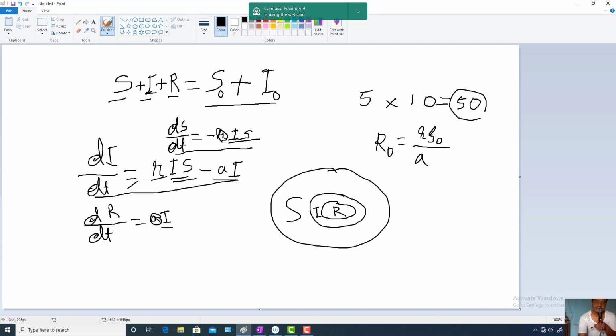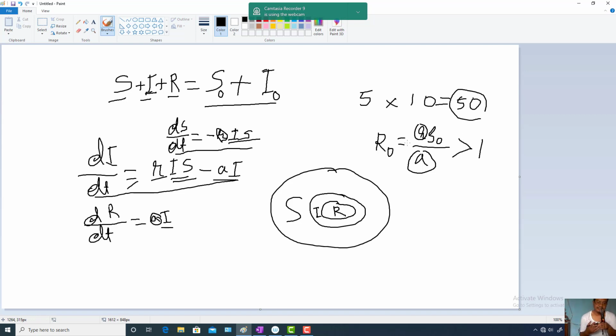So this S naught, the total population, is constant and fixed, you cannot do anything about it. And this A, I told you, is the recovery rate. Since we don't have any standard treatment or drugs to remedy the disease, you cannot do anything about A. You cannot increase or decrease it. This is fixed. If R naught is greater than 1, the pandemic happens. So R is the only thing we can manipulate.